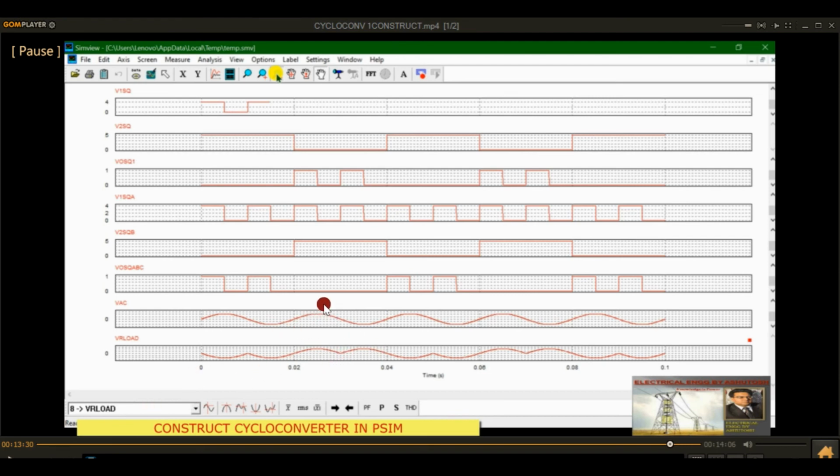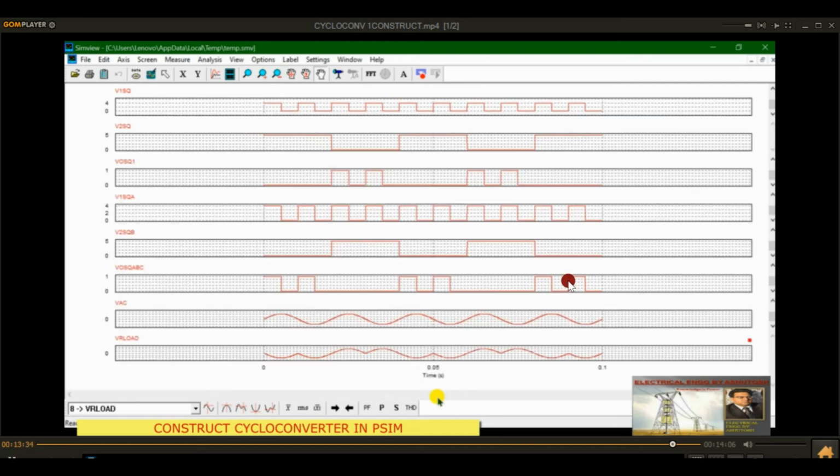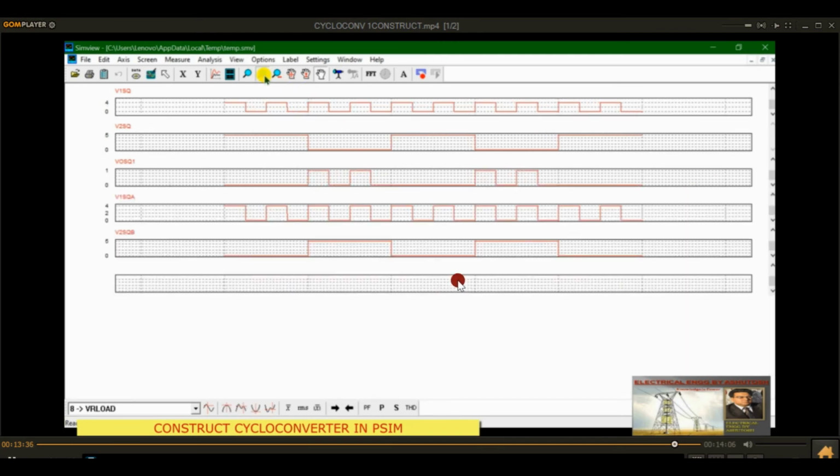During the positive half cycle of the AC supply there is another positive half supply at the output, and during the negative half cycle of the AC input signal there is another positive half supply of the output signal. So you will see this is a step down cycloconverter.